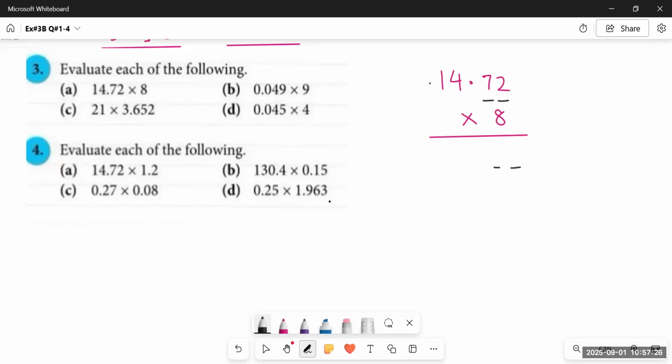Okay, now we have 14.72 into 8. So we are going to multiply 8 with 2 first. It would be 8 twos are 16, 8 sevens are 56 and 1 is 57. 8 fours are 32. 32 plus 5 is 37. And here it's 8 ones are 8 plus 3, 11. So we are going to put decimal over here because we have 2 decimal places. So the final answer would be 117.76. Okay.